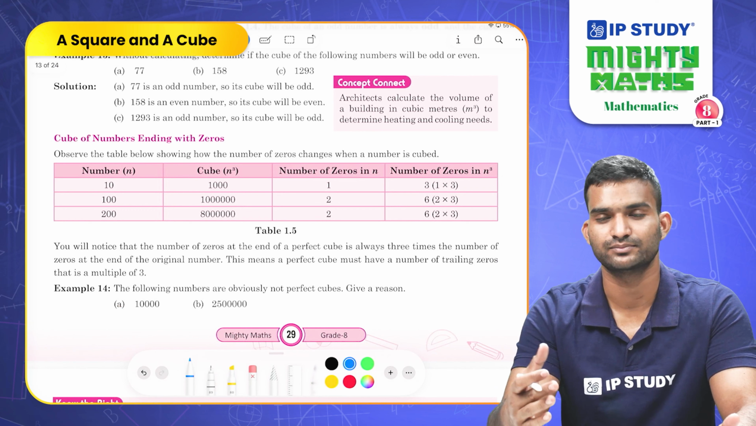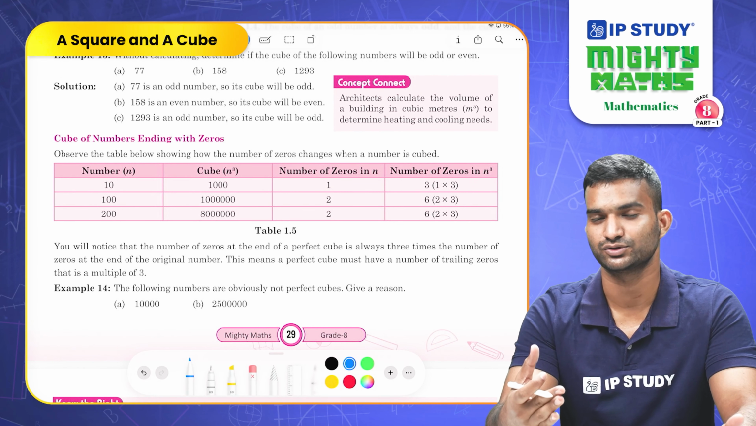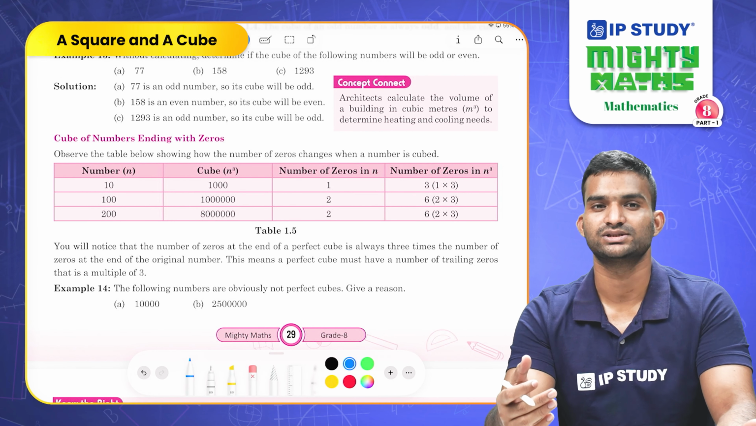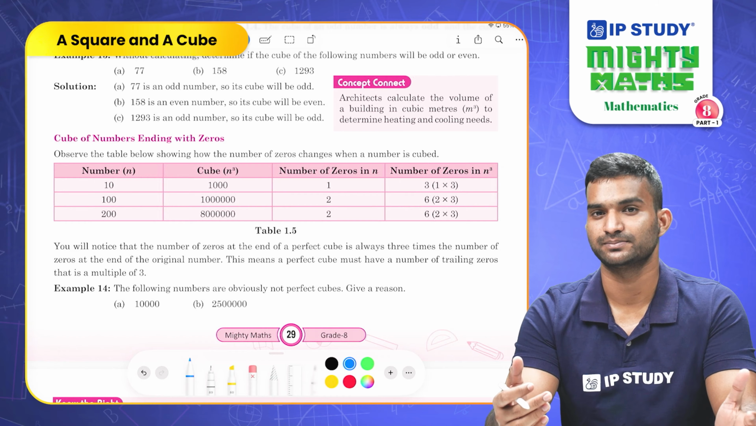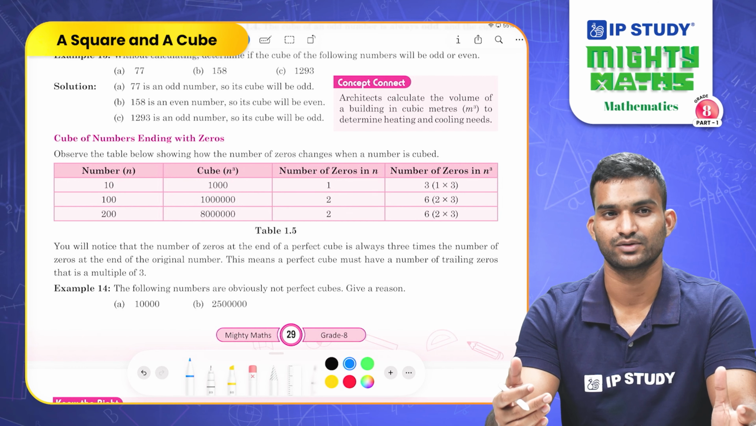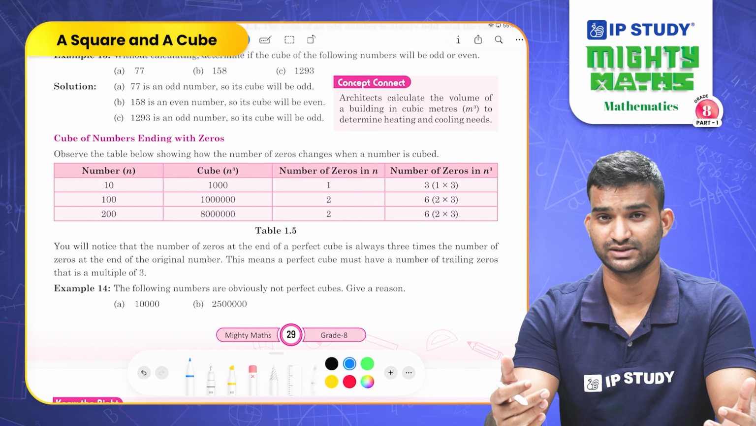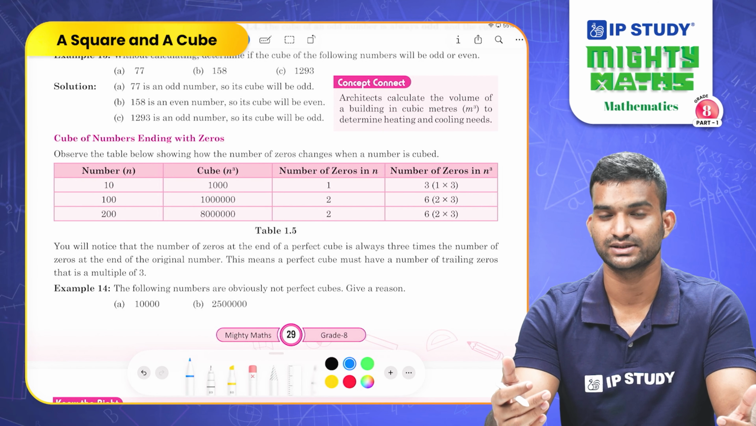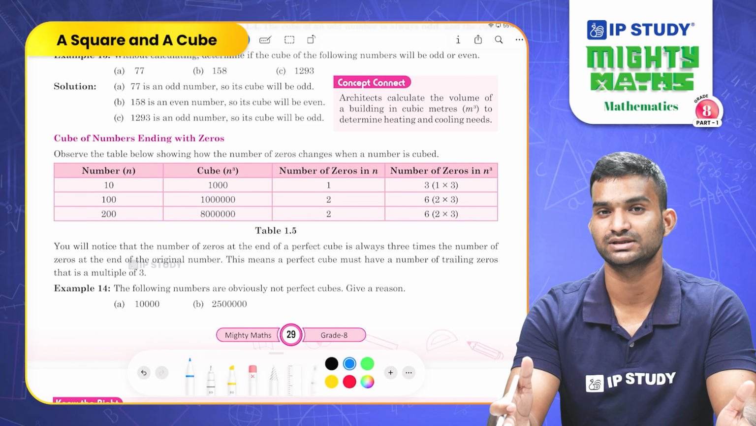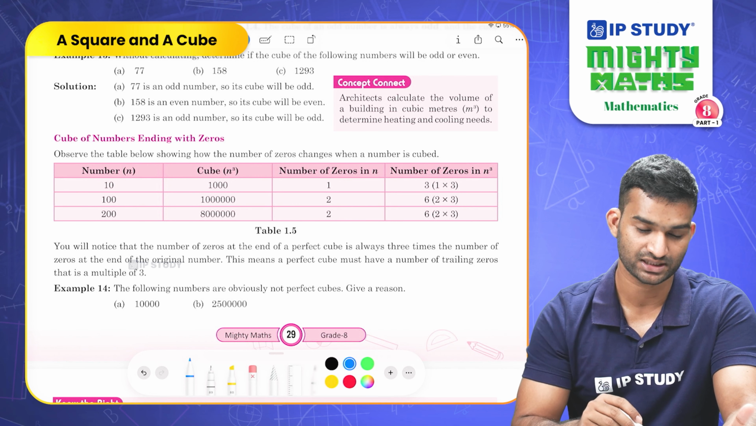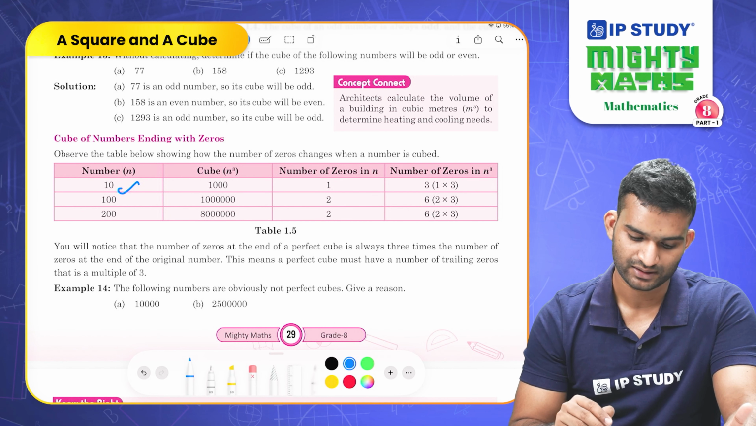Now let's count the number of zeros whenever we are taking cube of certain numbers. In a square, the zeros were getting doubled whenever we were taking a square of a number. In the same way, whenever we take cube of certain numbers, we get to see that the zeros get tripled. For example, for 10, in its cube we have 1000.